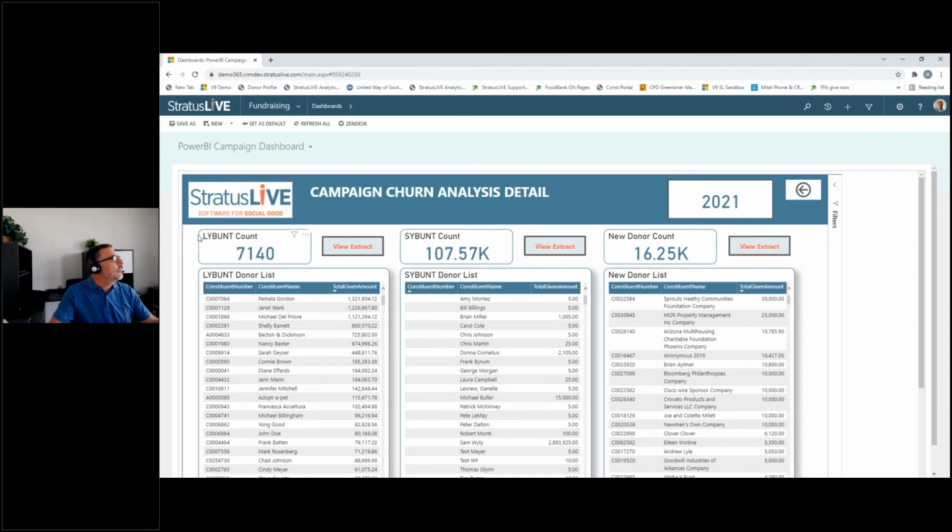This will show me what's called LYBUNT. That's last year, but unfortunately not this year. So that means they gave in 2020 and have not given yet in 2021. I have over 7,000 donors, and I can even see what their total giving amounts were in the past. So I want to pay attention to that one. I'll come back to this one in a second.